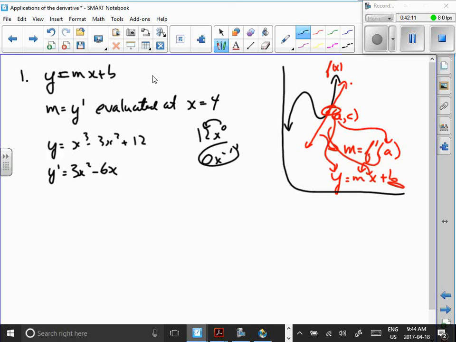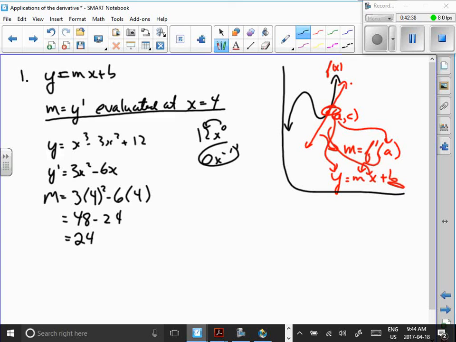Okay? Now, m is that thing evaluated at 4. I already said that, right here. So m is going to be 3 times 4 squared minus 6 times 4. 4 squared is 16, times 3 is 48. 6 times 4 is 24. 48 minus 24? 24. Okay, so here's what we know.